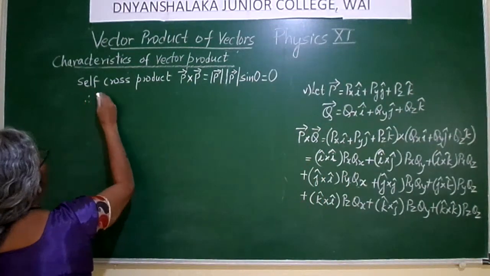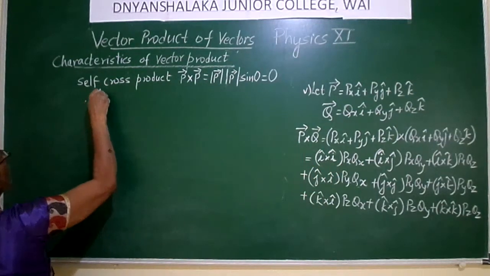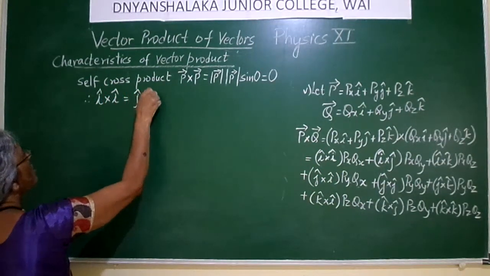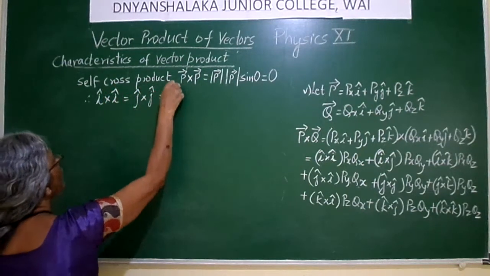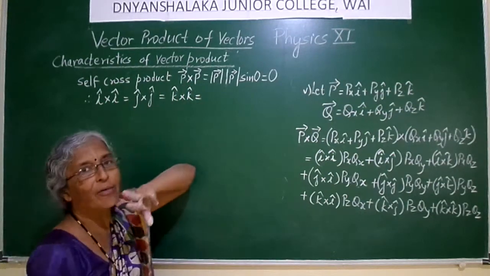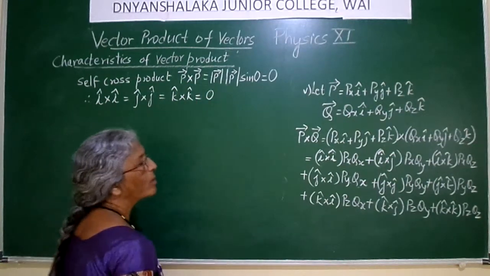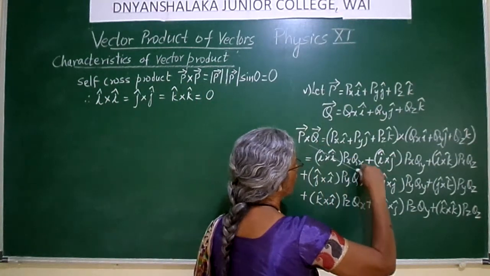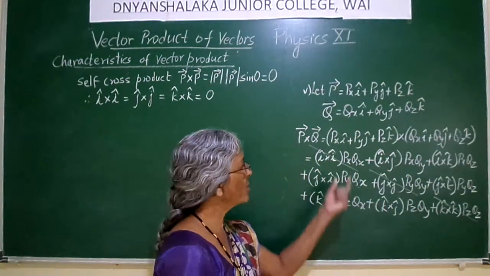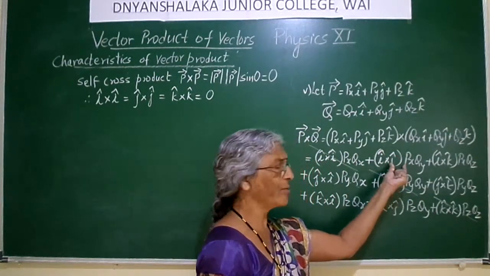So vector I cross vector I is 0. Vector I cross vector I, vector j cross vector j and vector k cross vector k are each equal to 0, since each has magnitude 1, so 1 into 1 into 0. So let me cut out these products from my set of products, because this value will be 0, this value will be 0, this value will be 0.